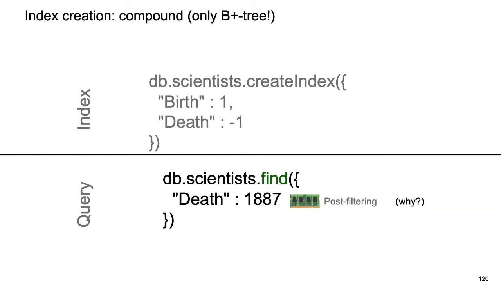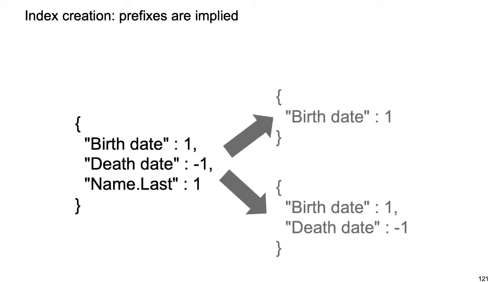That's what I told you about abusing the order of keys in JSON. We just have to live with that. It's first birth and then death. But here you cannot do that. Why? Because if you look for death 1887, you're going to have to look up every possible birth, because it's all over the place in the index, right? Just because we are not using a prefix of the index. So this would be post-filtering in memory. It's actually a full scan on the entire collection.